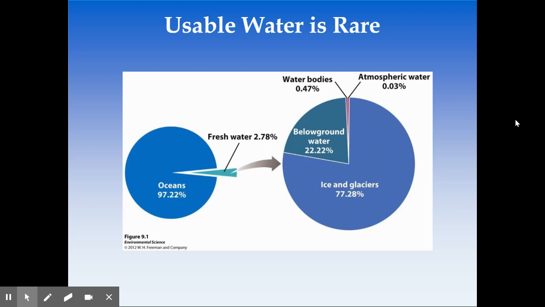And when we look at the breakdown of usable water, lots of that we see underground, typically trapped within aquifers, and some that we see in surface water. So those are waters that we find in lakes, ponds, and streams.